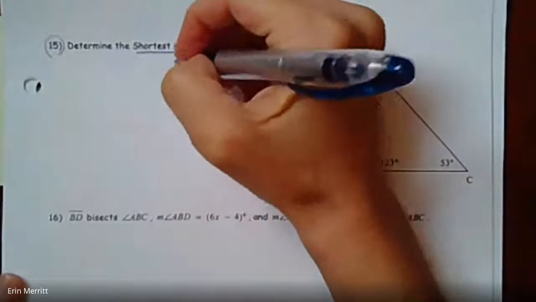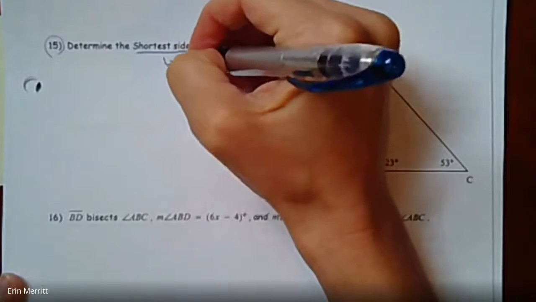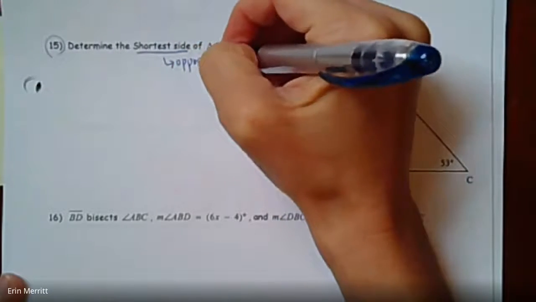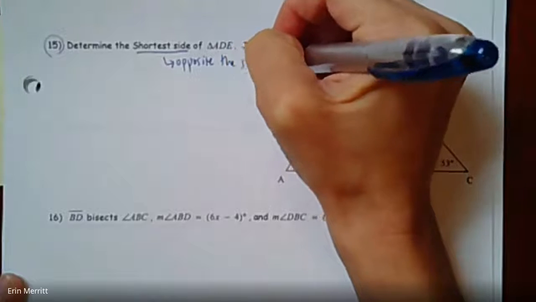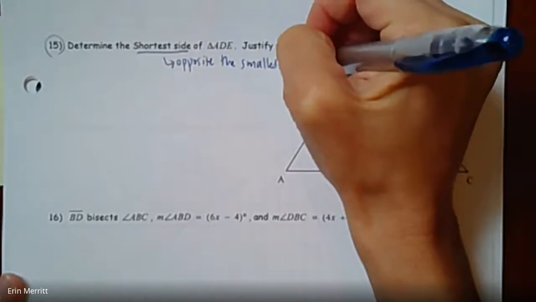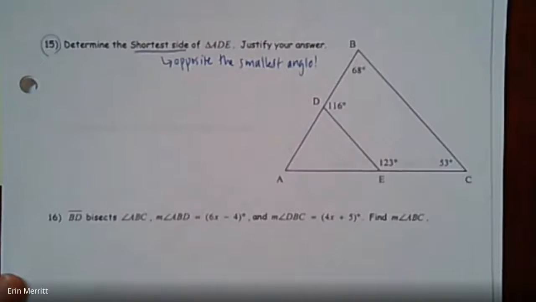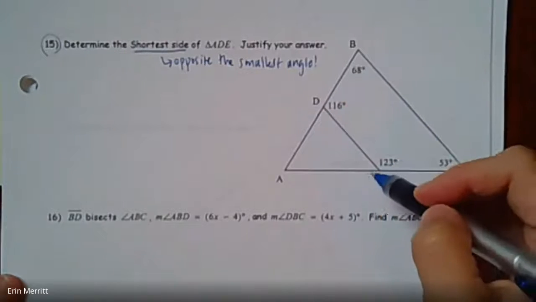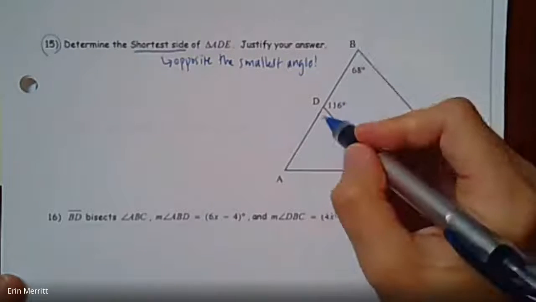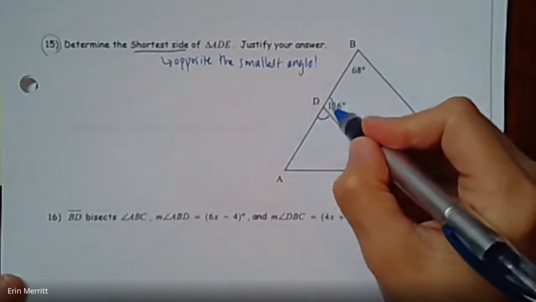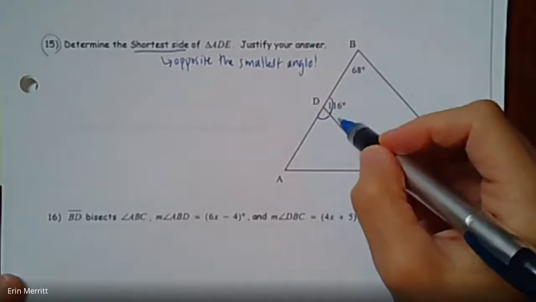The rule, the shortest side should be opposite the smallest angle. So opposite the smallest angle. So that means we need to know what are all the angles in the triangle. So there's a couple things. The fact that you have the extra angle here and here means that we can use these two angles together, and the fact that they add up to 180.